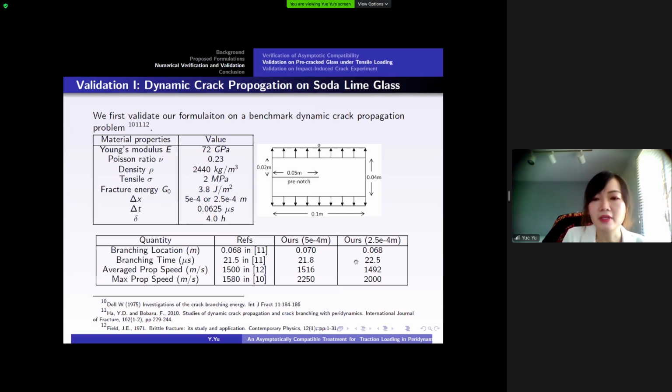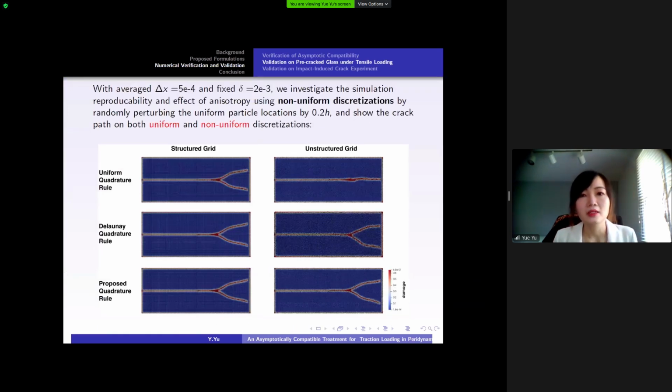However, we think that's probably because we didn't use a sufficiently refined discretization, because when we refine our discretization and the horizon size, we get a value closer to the maximum propagation speed. Another interesting property we want to investigate is, again, the non-uniform discretization. We want to see if our simulation is reproducible when we have a non-uniform discretization. On the left-hand side, we show the damage map from the uniform discretization, and the right-hand side is the damage map from the non-uniform discretization, obtained by perturbing our uniform discretization by 20%.